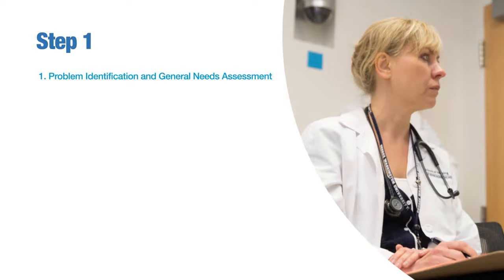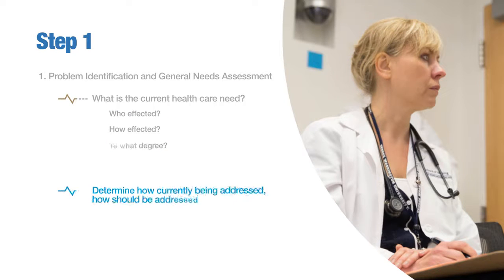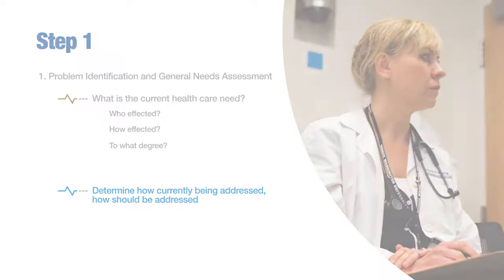informing curricular improvement. We're going to start with step 1, with an assessment of the current healthcare need, a determination of how that need is currently being addressed, and how it might best be addressed. Who in the healthcare system is being affected? What is being affected? And to what degree? For example, this assessment may reveal that elderly patients have a need that is severely affecting quality of life. Step 1 is where the problem is really at.